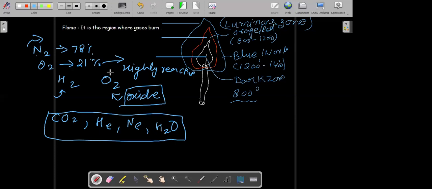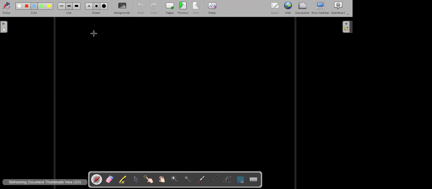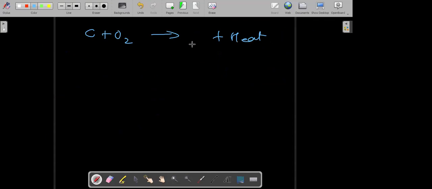When oxygen reacts with any of the elements, it is an exothermic process. It releases heat. If oxygen reacts with carbon, it releases heat. If oxygen reacts with hydrogen, it also releases heat and light. That is what we are interested in. In this chapter, we are interested in how much heat is generated and how much light is generated. Got it?